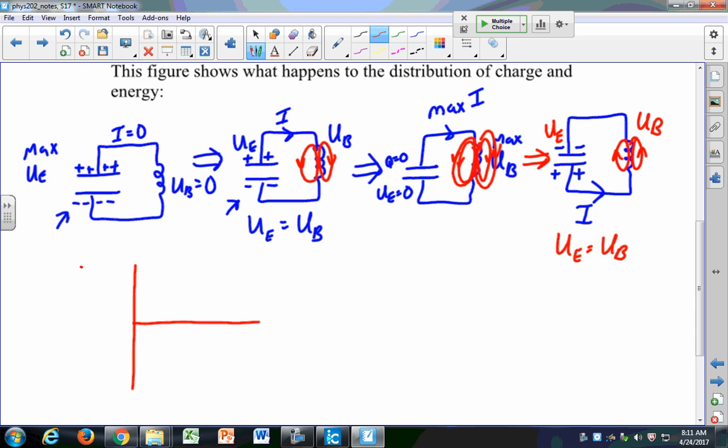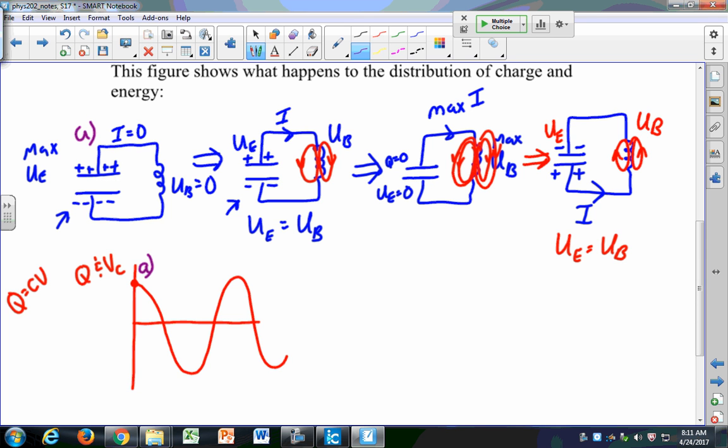All right, if I look at my plots for Q and V, they're going to look like this. So this is Q and the voltage across the capacitor. And remember, these are related, because Q is equal to CV for our capacitors. It's going to start up here, and it's going to go down like this. So if I call this point A, this will be point A on the graph, because I have maximum charge, maximum potential on my capacitor.